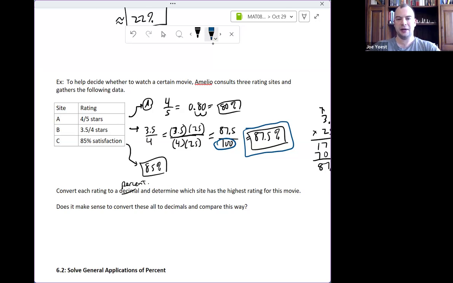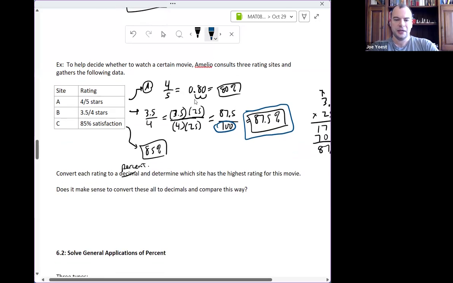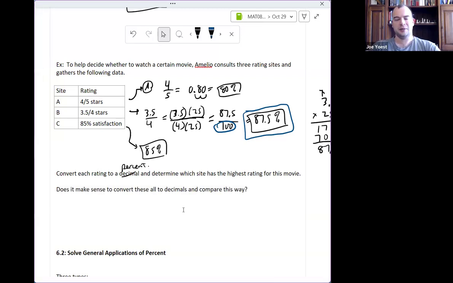And likewise, site A would have rated it the lowest, and they would all be in the 80 to 90% window. So maybe we'd feel pretty confident spending our time or our money on this movie if it seems interesting to us. Now, a slightly deeper question. We took these ratios, converted them to decimals or percents, and compared them. Does it actually make sense to do this? I was a little peeved when I saw this problem in the OpenStax textbook, because I thought it doesn't really make sense to do this.